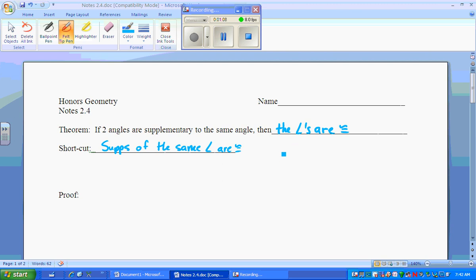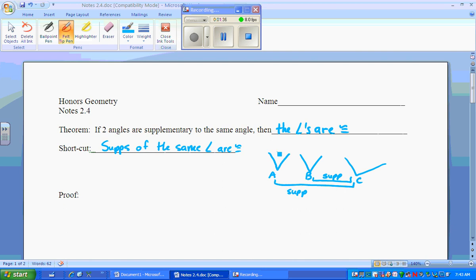Let's take a look at it. Let's say we have an angle A, an angle B, and then an angle C. And we say A and C are supplement, and we also know B and C are supplement. Then that means that A and B also have to be congruent.